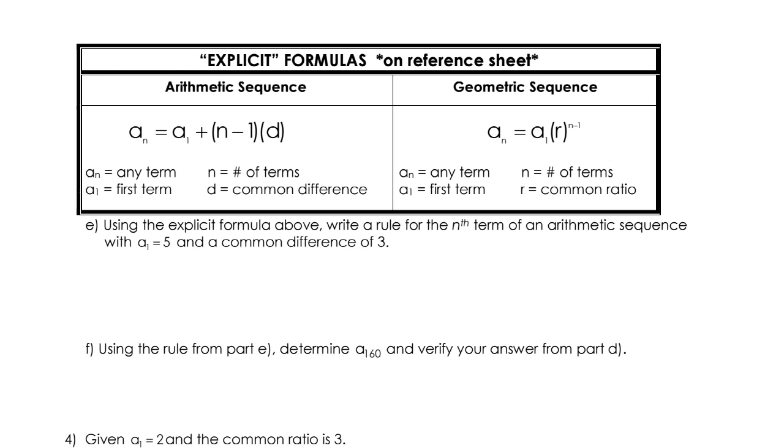All right, here we go, guys. So right up at the top are the two formulas I was telling you about on the front side. This one is used for arithmetic sequences, and it's on our reference sheet, which means the exam allows you to use the formula, so you don't have to memorize it.